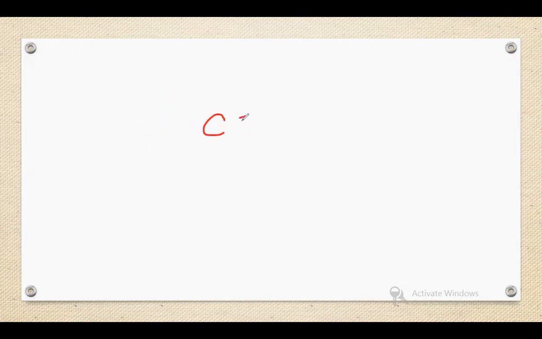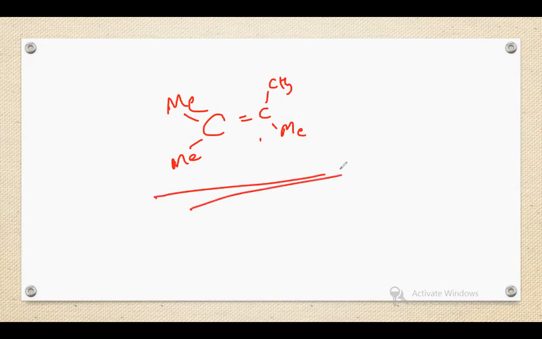For example, carbon has a carbon-carbon double bond, and more groups are attached to it. For example, CH3, this is a methyl group CH3, this is a methyl group CH3, and this is a methyl group CH3. The larger the number, the greater the stability. The more carbon-hydrogen bonds there are, the more stable the alkene will be. The larger the groups, the larger the stability. This is about hyperconjugation.